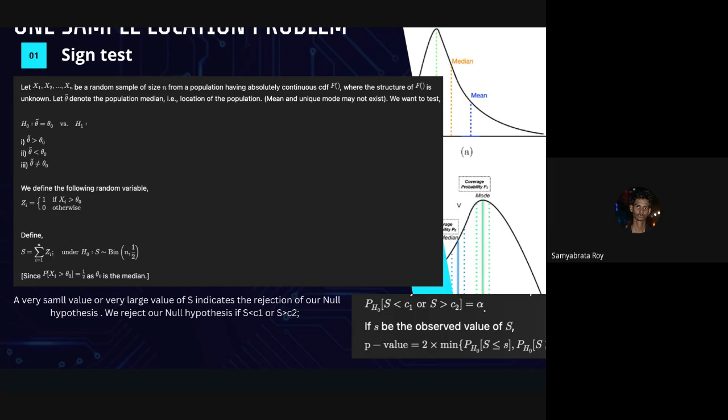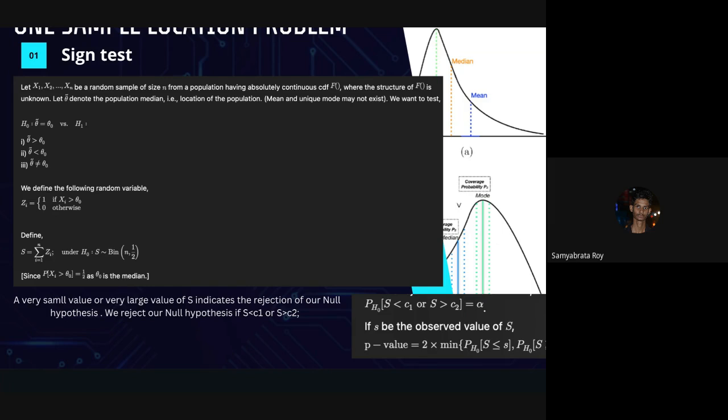In this scenario, what we'll be doing is defining a random variable Zi. For each observation, I'll be getting a binary output. If that observation is greater than the assumed median value, I'm going to get a 1, otherwise I'll get a 0. So I'll get 1 for each observation which is greater than the assumed median value and 0 otherwise. So we're going to get n number of ones if there are n observations which are greater than the assumed median value.